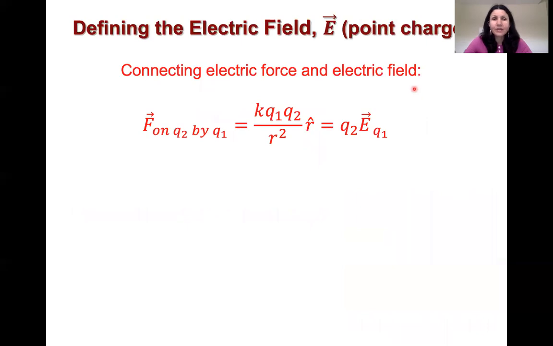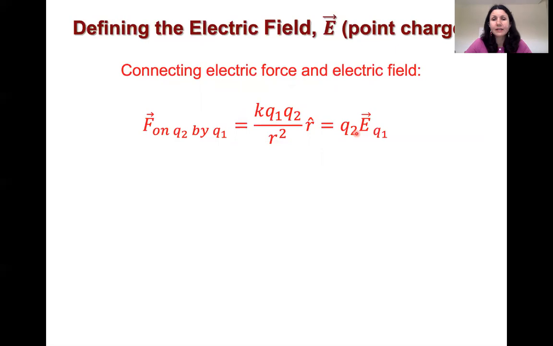Okay, so now that we know the expression of force between 2 point charges, let's think about it in terms of a test and a source charge. So there are 2 charges involved. Let's think about what is the force on charge Q2 by Q1. This on-by notation is going to be important to us when distinguishing the field or the source versus the test. Okay, so here's our full expression.